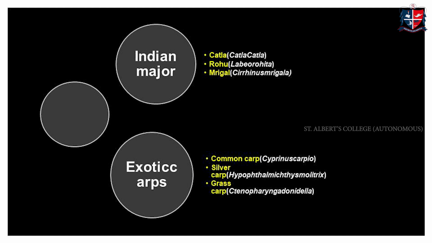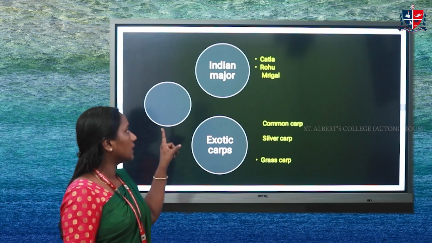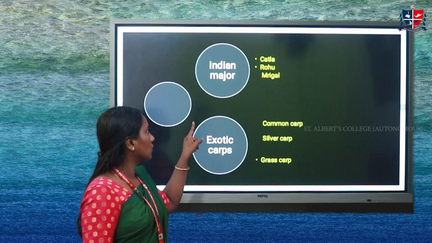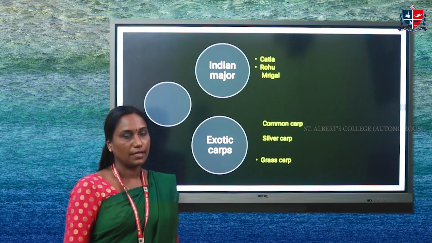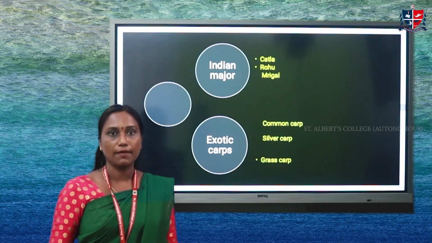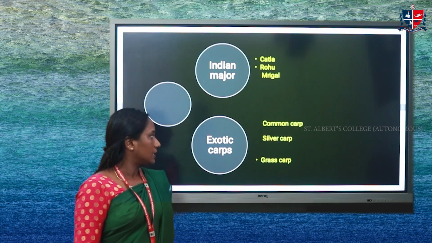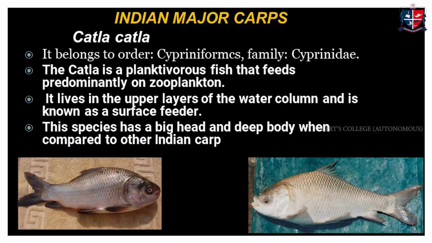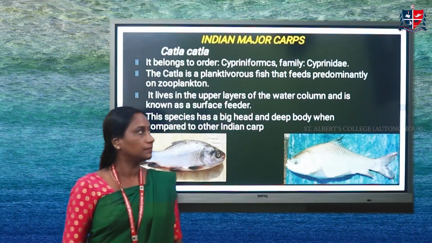From this picture, we can understand that the types of carps are grouped into two subgroups. First is Indian major carp, which includes Katla, Rohu, and Mrigal, and the next group is exotic carp. Exotic carps are carp species which were introduced into our country from other countries. They are common carp, silver carp, and grass carp. Firstly, we can go through Indian major carps, which include Katla, Rohu, and Mrigal.